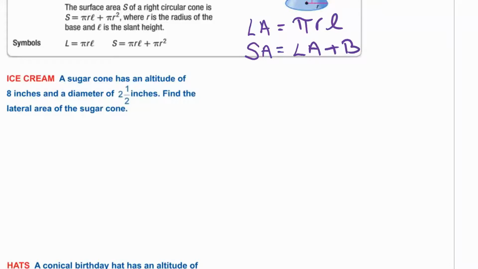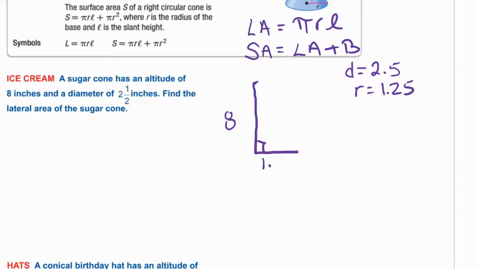In this problem, we're told that a sugar cone has an altitude of 8 inches. So going from the vertex of the cone down to the base will be 8 inches, and a diameter of 2.5 inches. So if the diameter is 2.5, the radius would equal 1.25. So we have a right triangle with two legs, the altitude, which is 8, and the other leg, the radius, which is 1.25. And we are looking for the slant height.